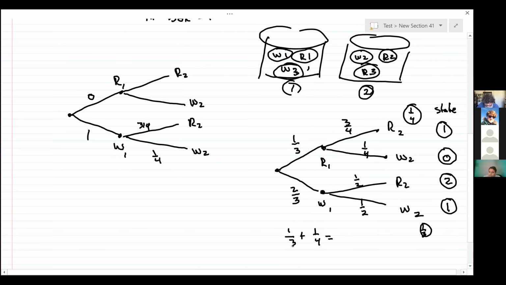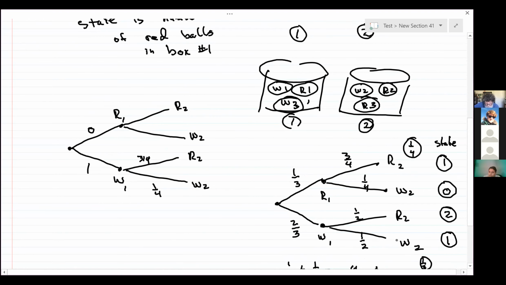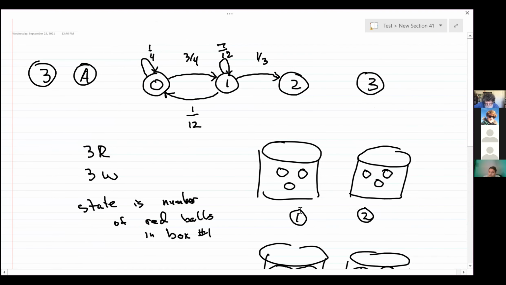And this would be everything in 12ths. So this would be what? 4/12, 3/12. It would be 7/12. And I don't know, is that what I got before? Yeah. 7/12.